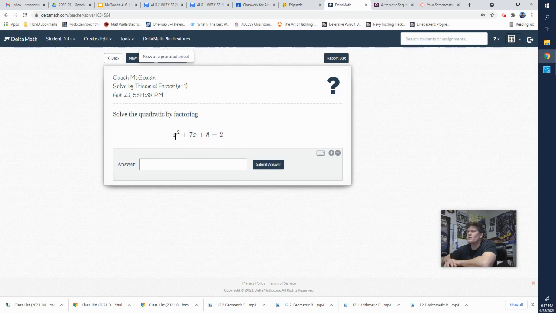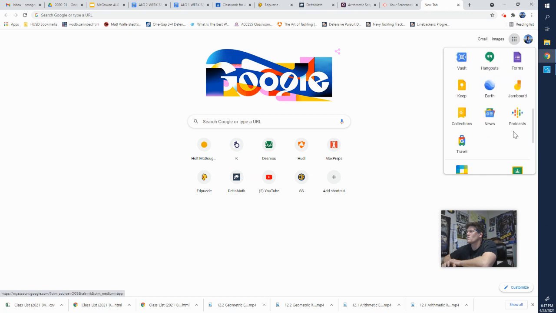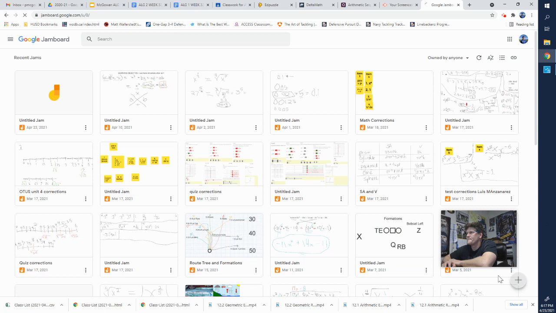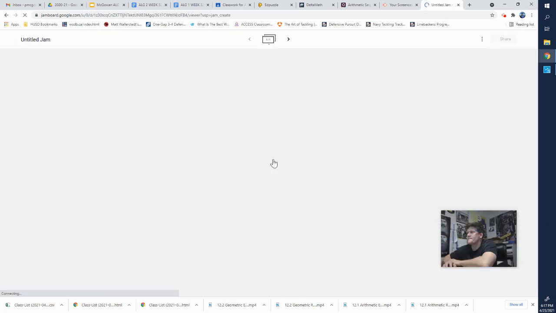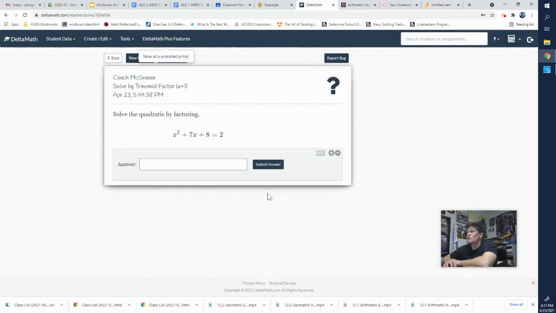You want to subtract that with the term that it combines with. It doesn't combine with the x squared. It doesn't combine with the x. It only combines with that plus 8. So 8 minus 2 becomes 6. So now we're going to take this. I'm going to take it to a Jamboard so you can see a little easier. But we're going to take that factor, and then I'll show you how to solve.